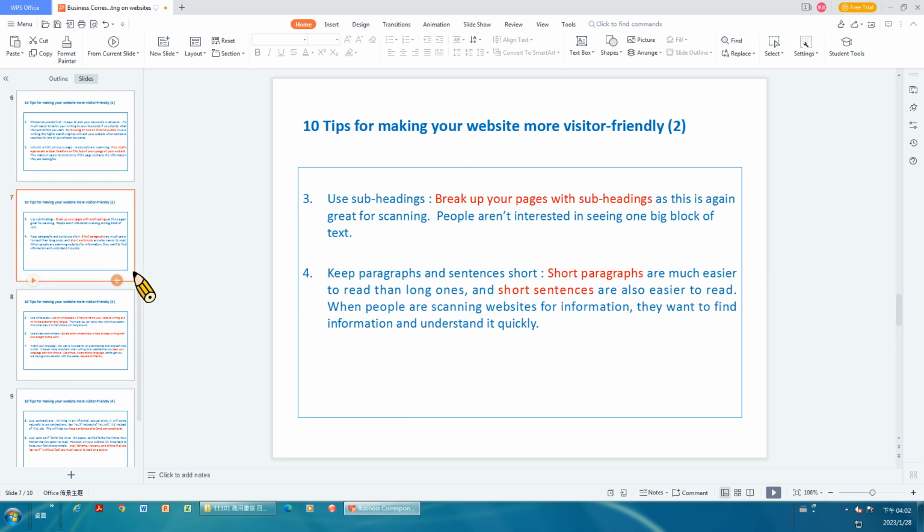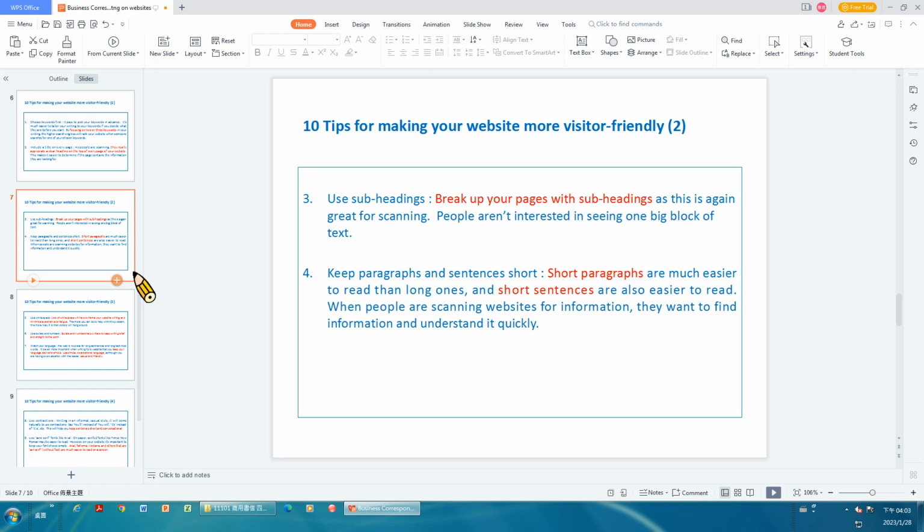Tip number 3. Use subheadings. Break up your pages with subheadings as this is, again, great for scanning. People aren't interested in seeing one big block of text.